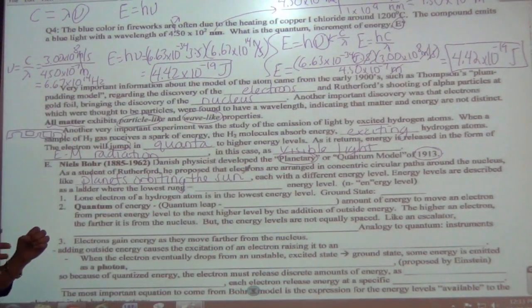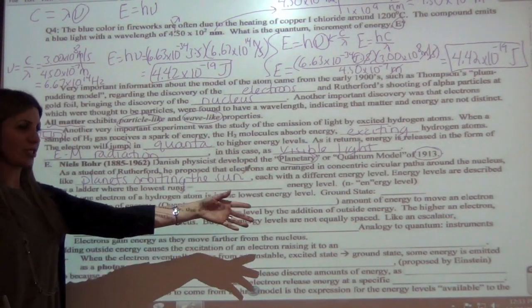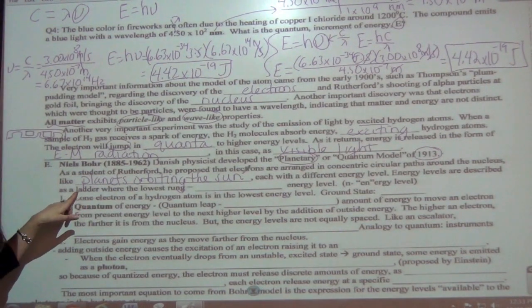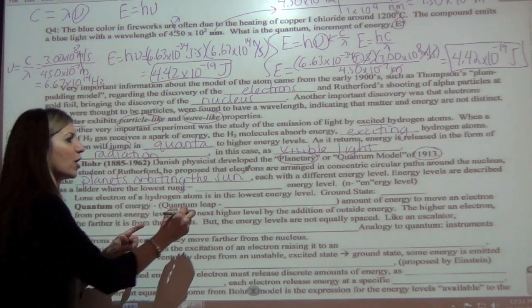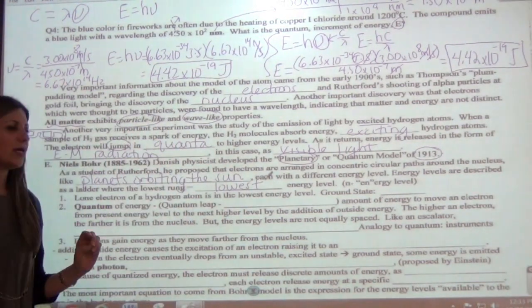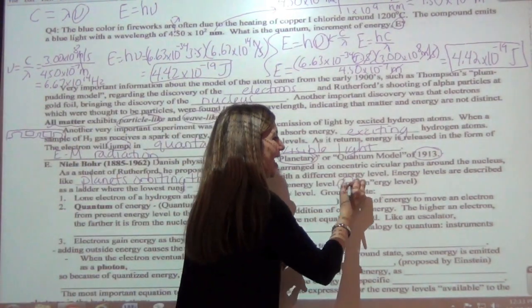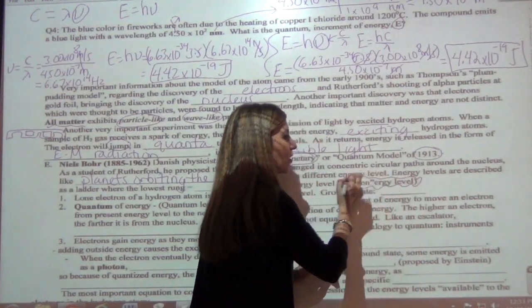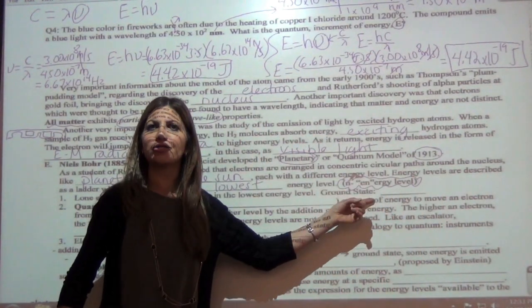Each with a different energy level. So what are these energy levels? These are described as a ladder where the lowest strong is actually the lowest energy level. Everyone say N for energy level. N for energy level.